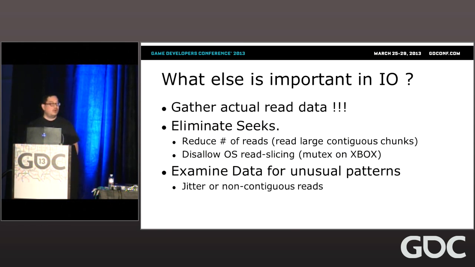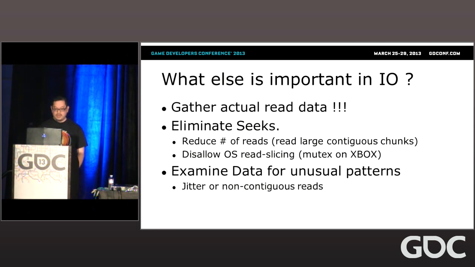What else is important with I/O? Well, we actually gathered some data, and I'm going to show you what that was. But again, eliminate seeks, reduce your number of reads, do larger reads, disallow OS read slicing. This is very important on Xbox. If you issue 2 reads at the same time, let's say 2 different threads or 2 different processes issue 1 megabyte reads, it will slice them into 64K chunks, and you'll get the worst case performance.